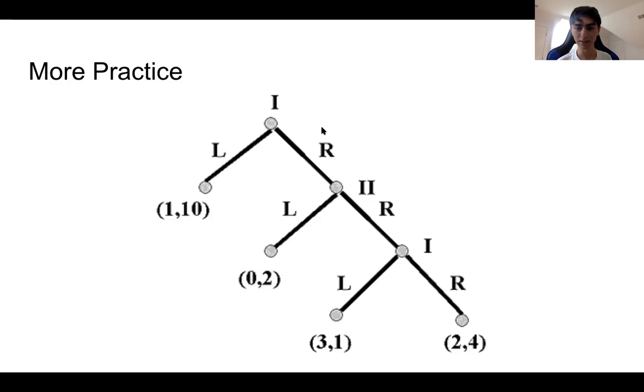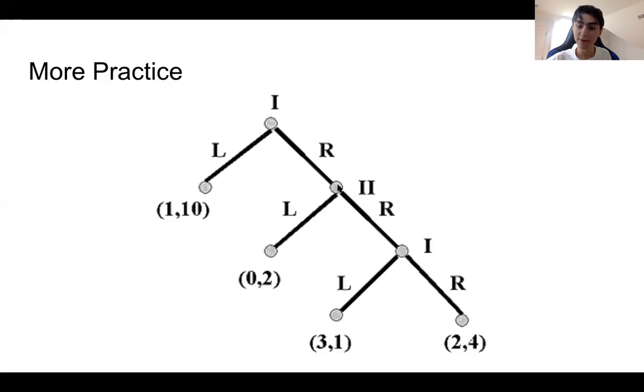Okay. Let me check. I forgot to check this question ahead of time. So let's start off at the very end of the tree. Player 1 is going to either choose left or right, right? If they choose left, they get a payoff of 3. And if they choose right, they're going to get a payoff of 2. So now let's go up the tree.